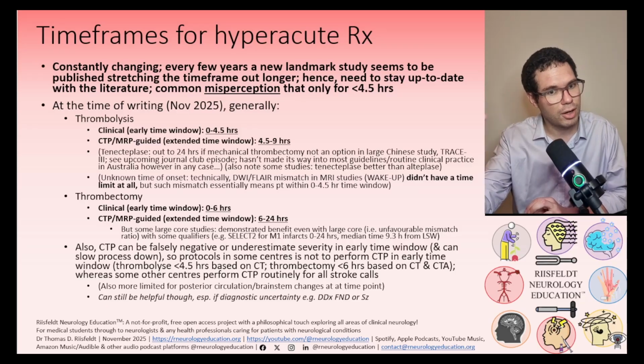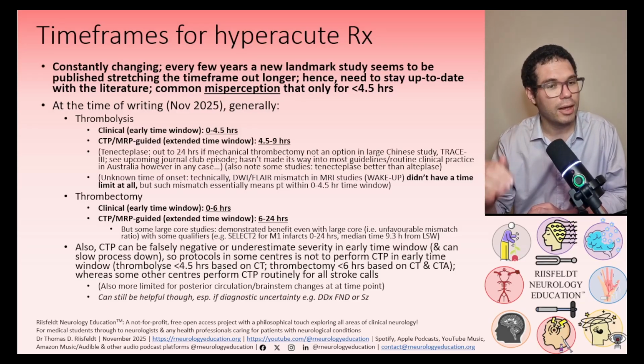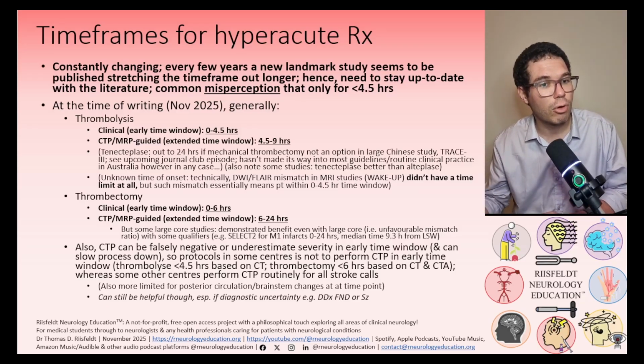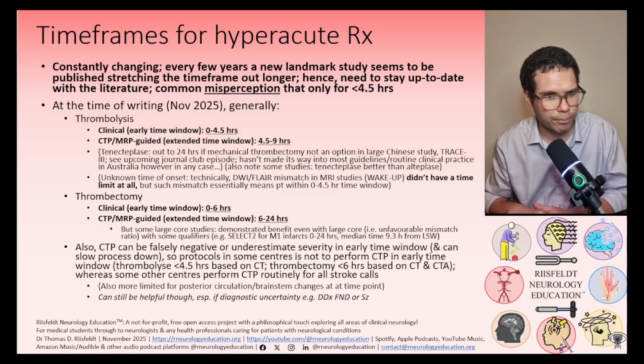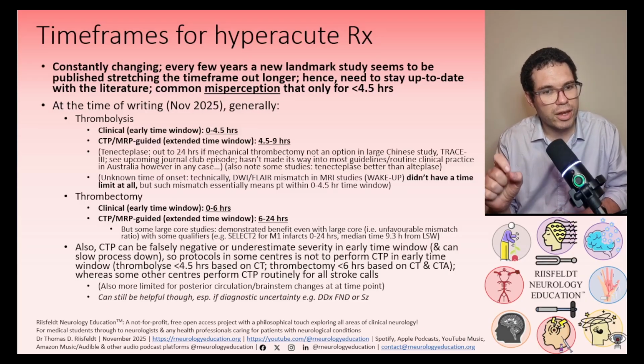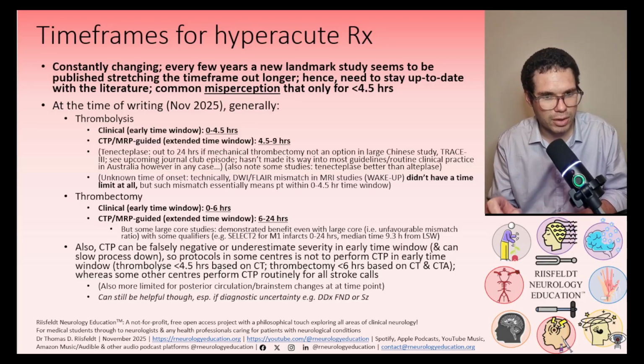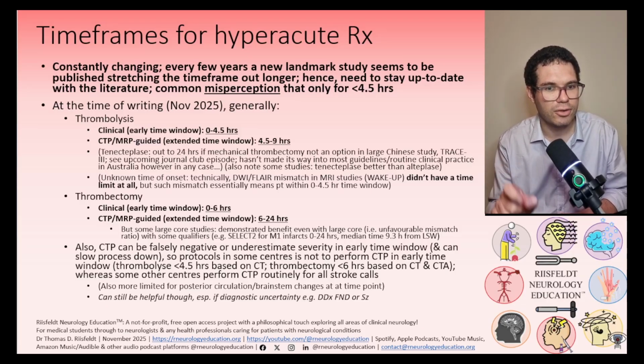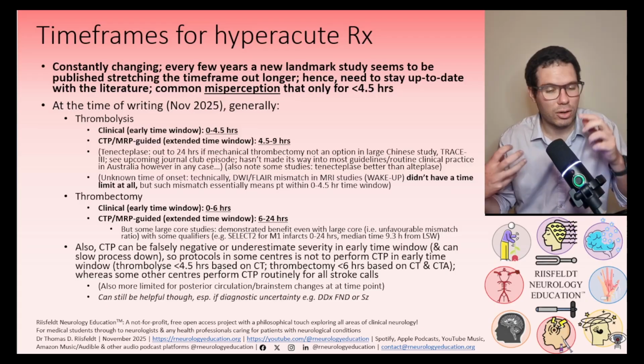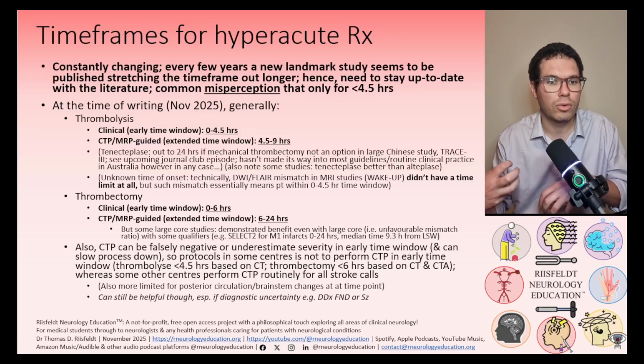So we've spoken about the timeframes for thrombolysis. Now let's talk about the timeframes for thrombectomy. They're slightly different. So for the early time window, thrombectomy, it's 0 to 6 hours. So that's not 0 to 4.5 hours, it's 0 to 6 hours. And I suppose that could also be considered the clinical time window.